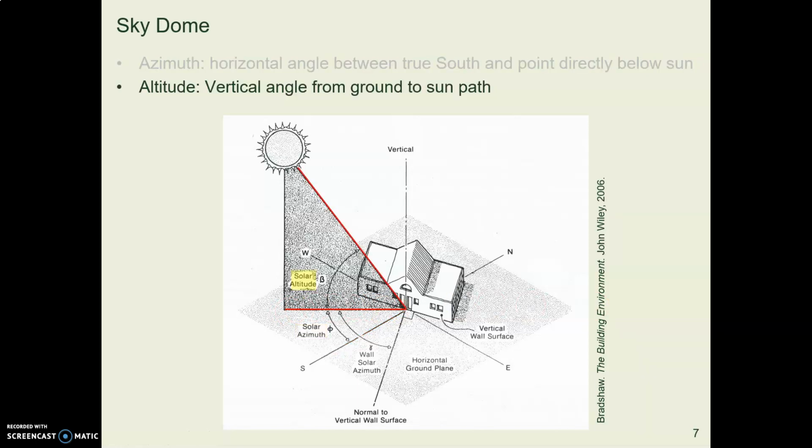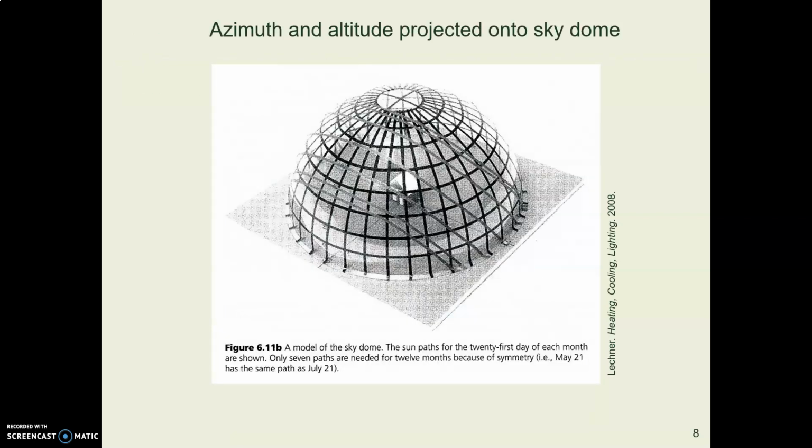In addition, you want to know how high is the sun in the sky. From a line on the ground, what is the angle up to where those sunbeams are coming in? How high is that? And that is called the altitude. So you are going to measure two things: the azimuth on the ground, how far is it from true south, and the altitude, how high is it up in the sky. And you project those lines, the azimuth and the altitude, onto your imaginary sky dome.